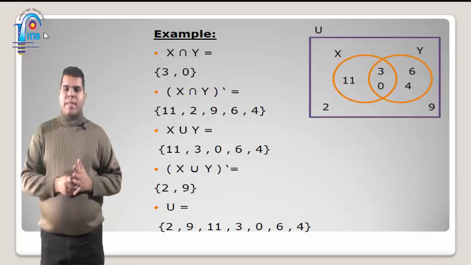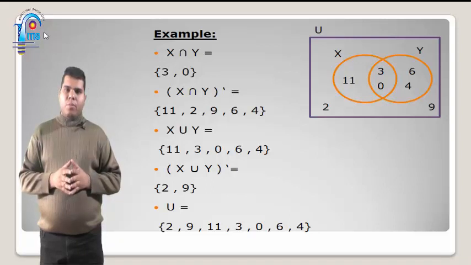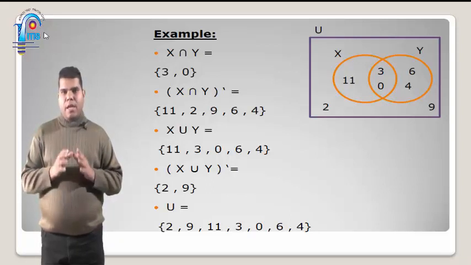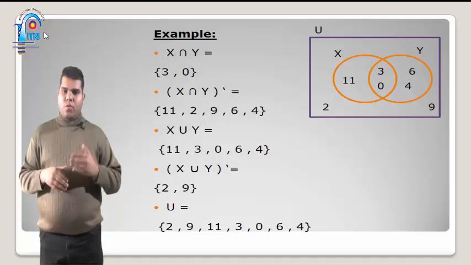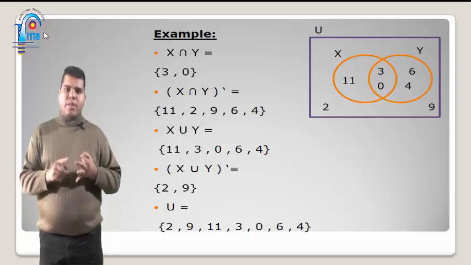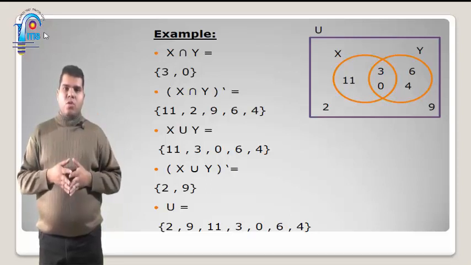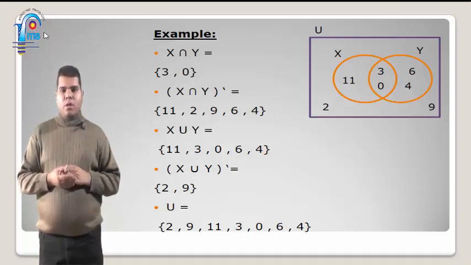Next is the complement of x union y. We've said before that for the complement, we take the elements which do not exist in the set we are talking about. This is the meaning of the word complement. So x union y, we have seen before, is 11, 3, 0, 6, 4. What are the other two elements which we have not mentioned? It's 2 and 9. So the complement of x union y is 2 and 9 only.